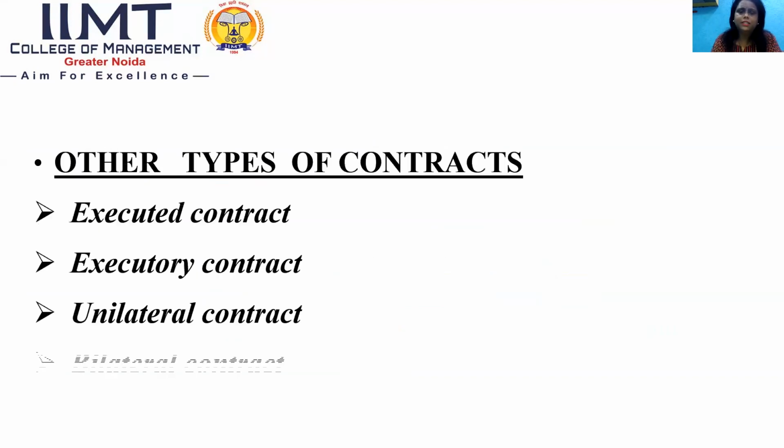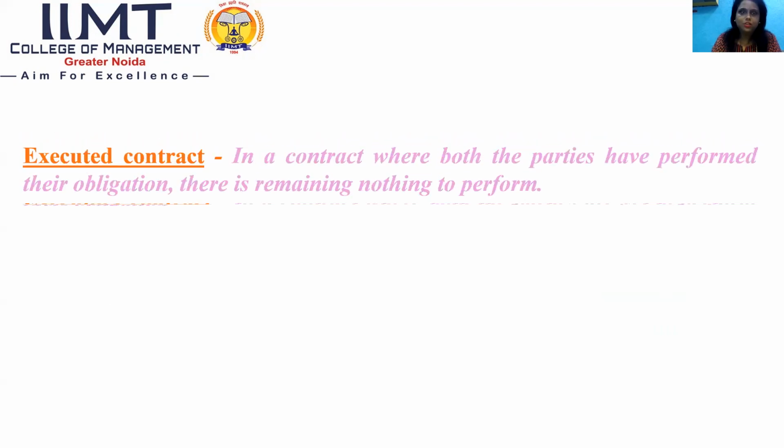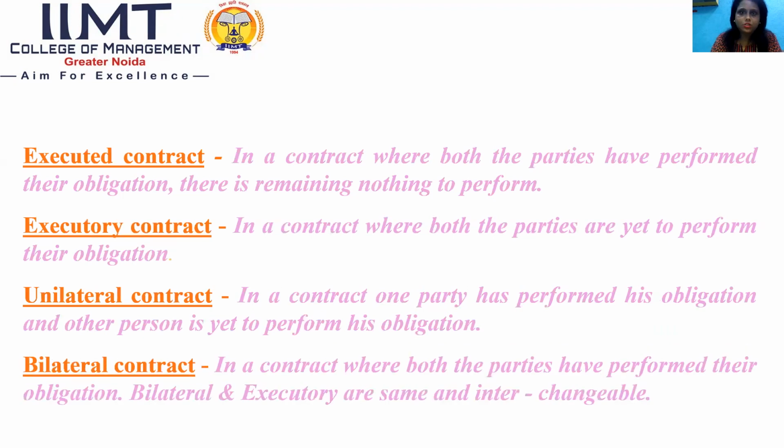So here are some other types of contracts: executed contract, executory contract, unilateral contract, and lastly bilateral contract. So, what is the meaning of executed contract?